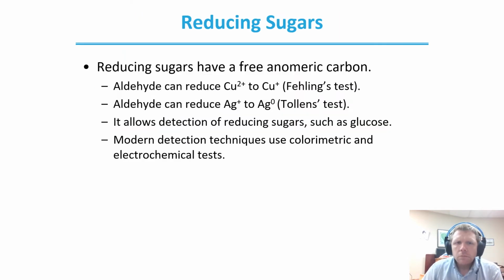Okay. Now, reducing sugars have a free anomeric carbon. What that means is that it is not involved in any sort of bond. What's significant about these is that that aldehyde can be used to reduce something like carbon 2+ to carbon 1+. This is commonly used in analysis of the presence of glucose in urine, for instance. That aldehyde can also be used in the Tollens test to take Ag+ to Ag0. So this allows for detection of reducing sugars like glucose, and that's something that's done in clinical lab settings.